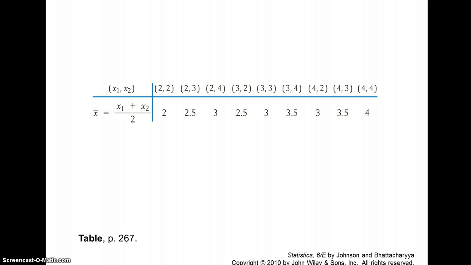Okay, so the first question is to list all possible samples. If I pick 2 numbers out of these 3 numbers, how many ways are there to pick 2 numbers? And again, when we pick a number, it's more like we pick one number, look at it, write it down, and then put that number back.